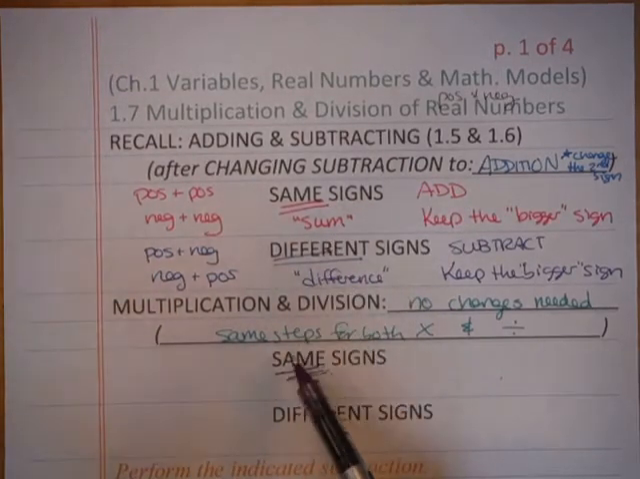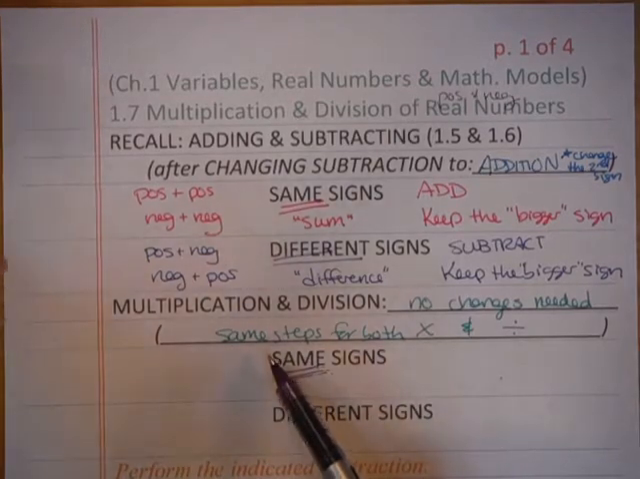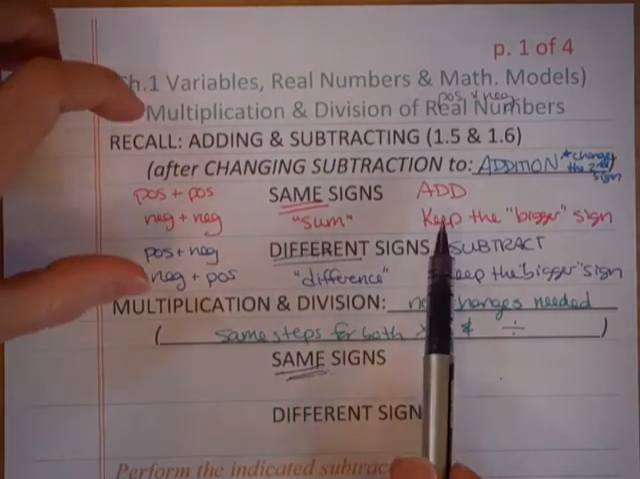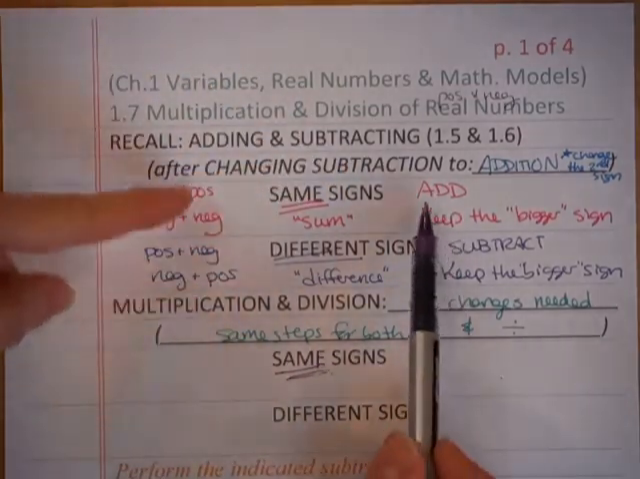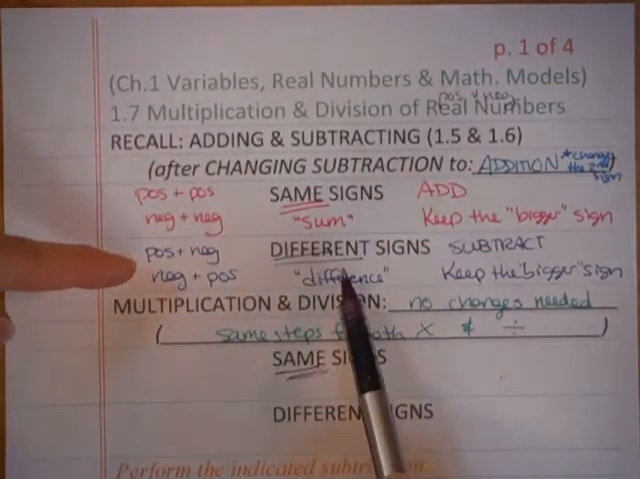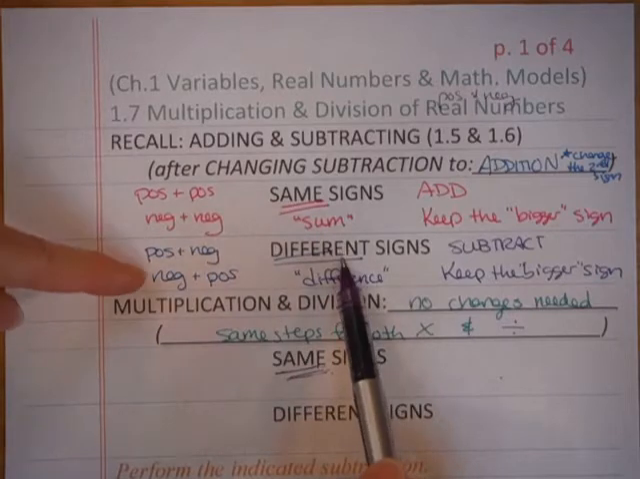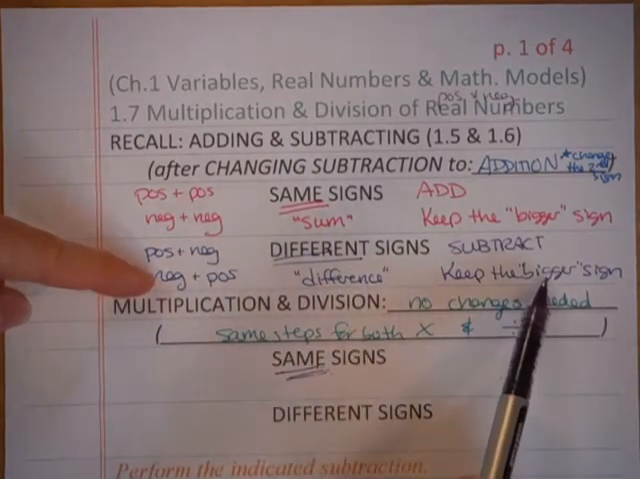You can't just go, oh, there was something about the same, and that means it's always positive, or I have to keep the bigger, or whatever. You have to keep track of, if you're adding and subtracting, here are the rules up here in pink and blue. You add, same signs, keep the bigger sign. If the signs are different, you find the difference and keep the bigger sign.